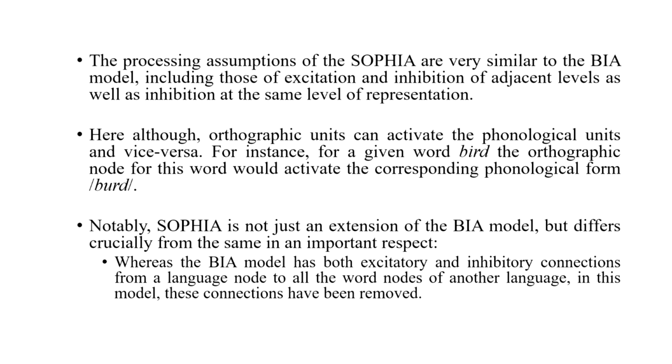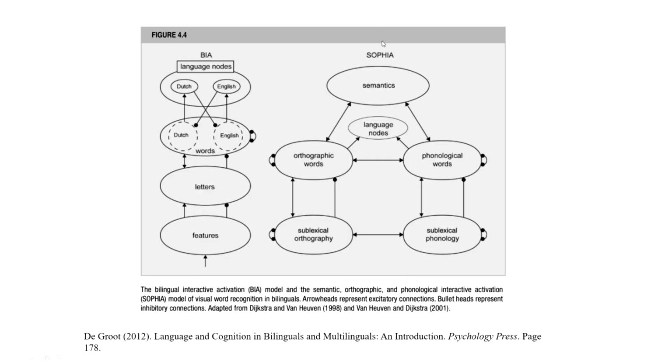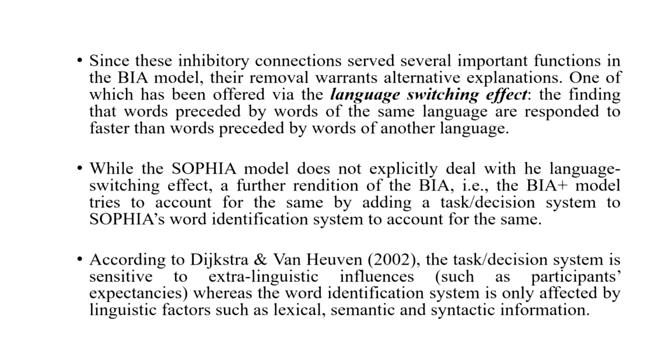Notably, SOPHIA is not just an extension of the BIA model, but it differs crucially from it in a few respects. For example, whereas the BIA model has both excitatory and inhibitory connections from a language node to all the word nodes of a given language, in this model these connections have been removed. So, you can see here you cannot see the language nodes suppressing the candidates of either language. Now, since these inhibitory connections from language nodes to words of the other language were serving a very important purpose in the BIA model, their removal has warranted alternative explanations.